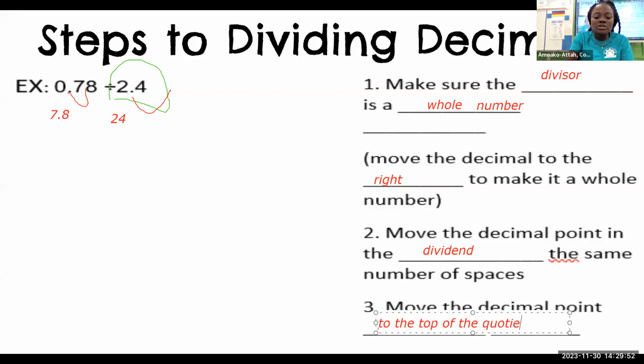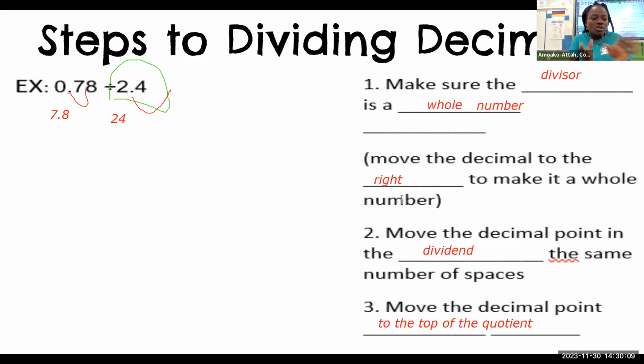When you say quotient, quotient is what? The answer to a division problem. So move the decimal point to the top of the quotient as usual. So quotient also means the answer to a division problem.